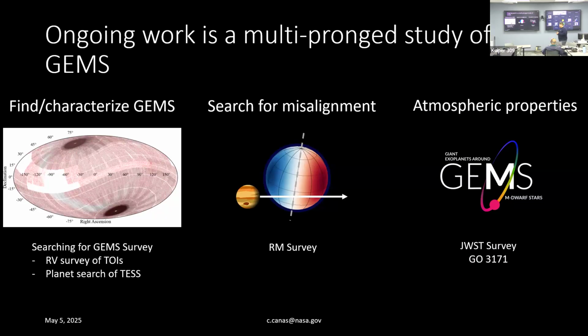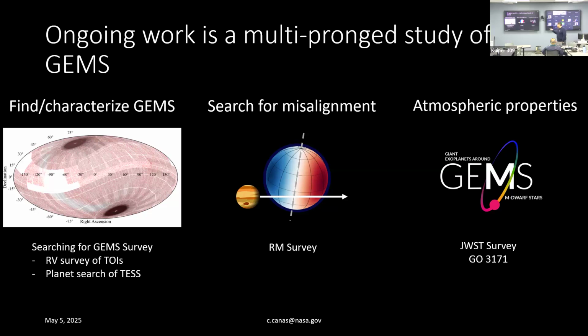And again, as an overview, this is ongoing work. I will get into finding and characterizing gems now. This is a combination of a radial velocity survey, but also a search in TESS. So we're looking at a blind survey of 1 million objects, effectively a volume limited sample of M-dwarfs within 200 parsecs.